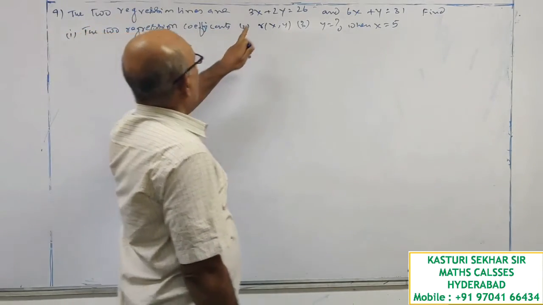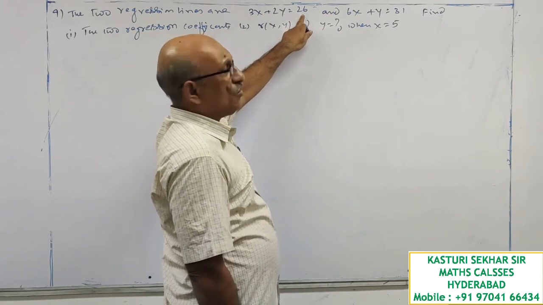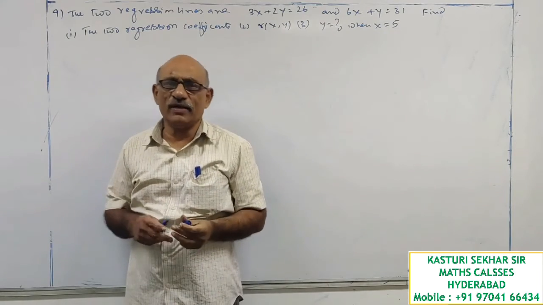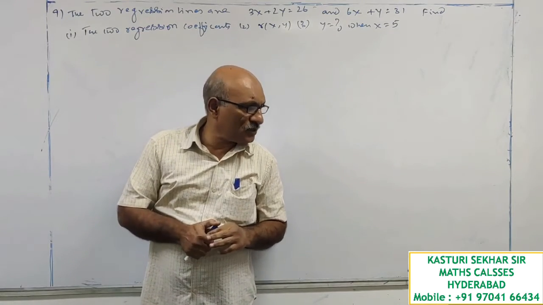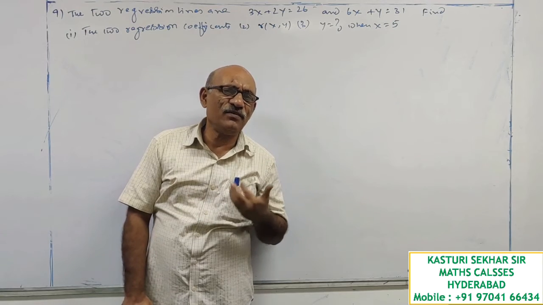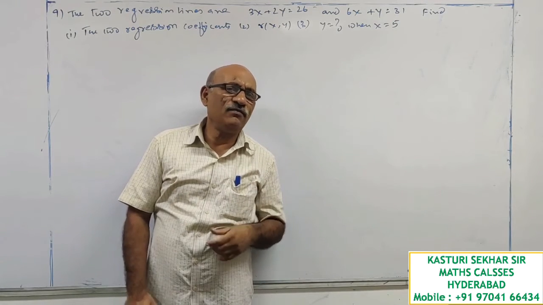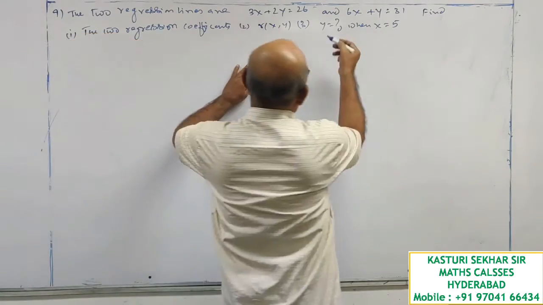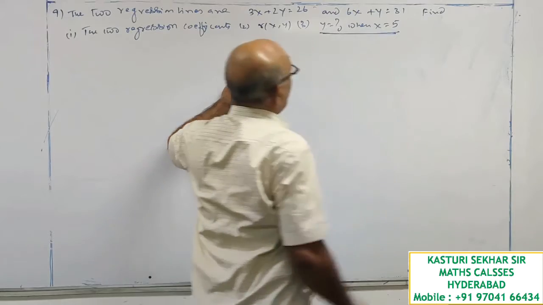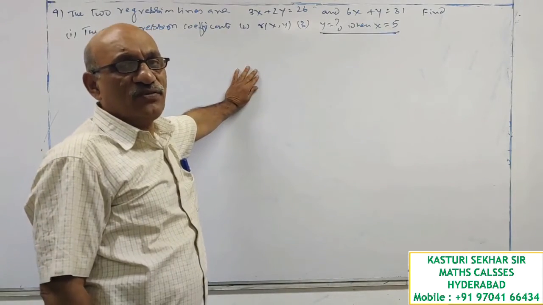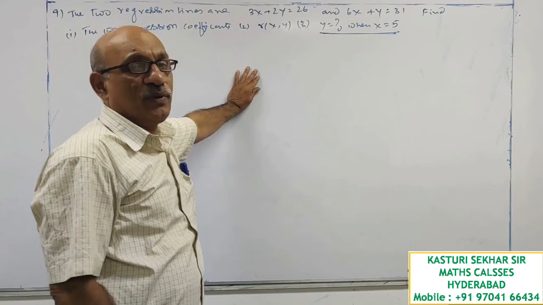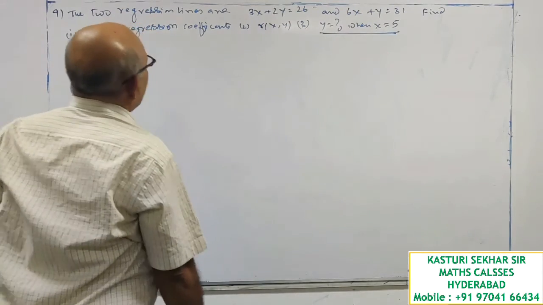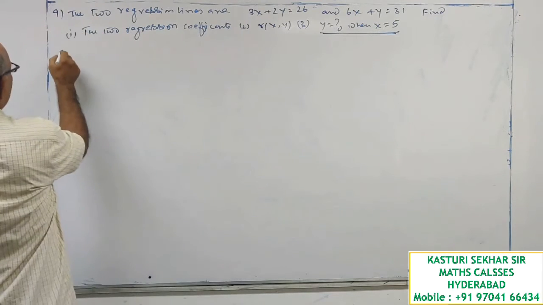Now, 3x plus 2y is equal to 26, 6x plus y is equal to 31. Two line equations are given, but it is not specified which one will represent x on y and which one will represent y on x. So you have to identify first, because here I need estimation. Y value we have to predict. For that I need the regression line of y on x. So let's move on with a trial and error method.